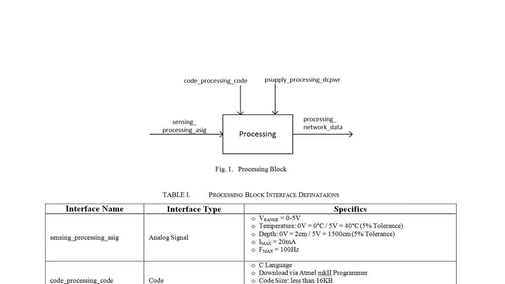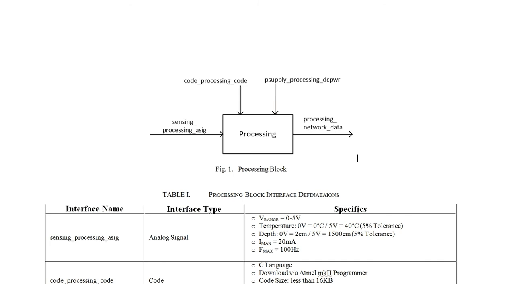So here's an example of a block that we pulled from our previous design. This is the processing block. Notice it has the sensing to processing analog signal coming in. It has a code to processing code coming in. Power supply to processing DC power coming in, and it's outputting a processing to network data interface. So again, this is directly from the example we've seen in the previous block diagram videos.